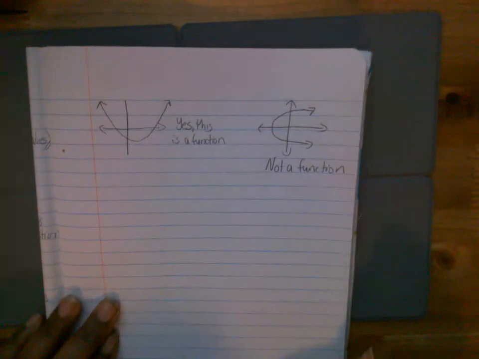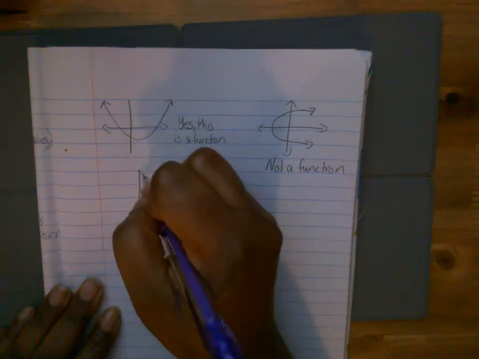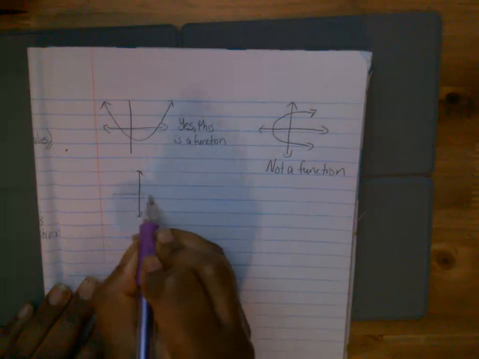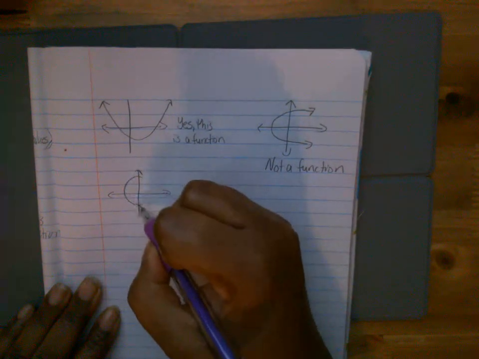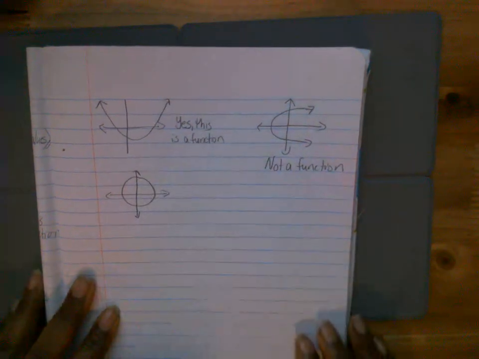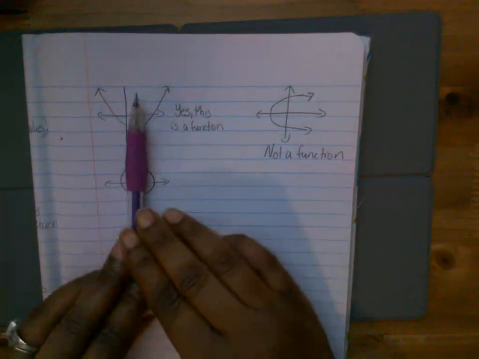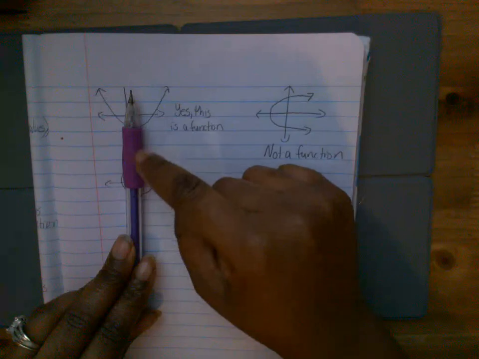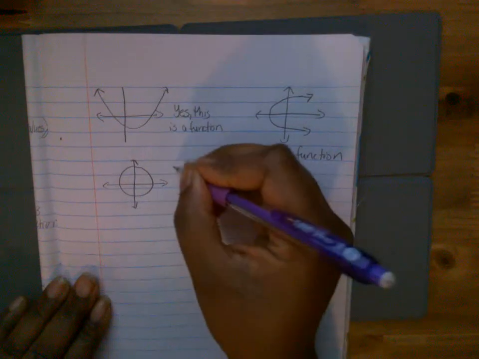Questions about that? Okay, I'm going to do one more graph. Okay. Is this a function? Yes or no? No, this is not a function because it fails the vertical line test. The circle does loop back around and touch that pencil more than one time at the same time. This is not a function.